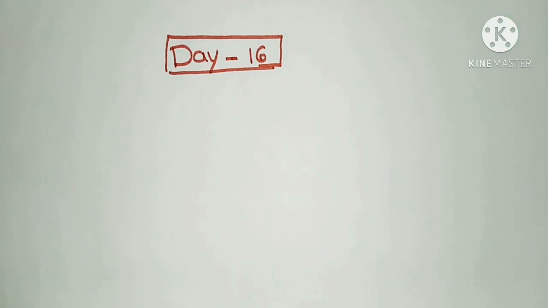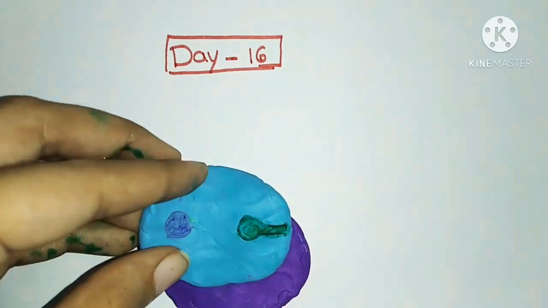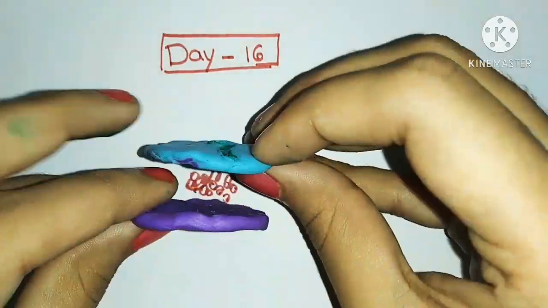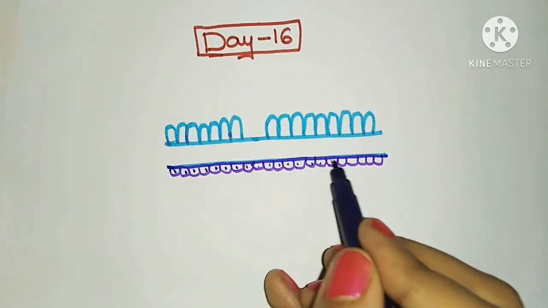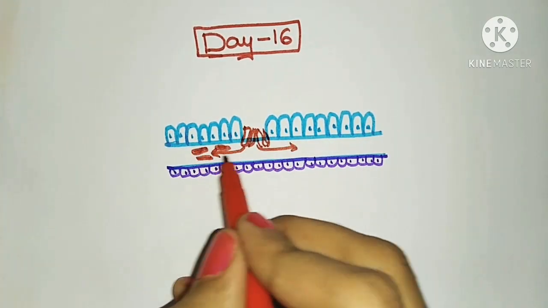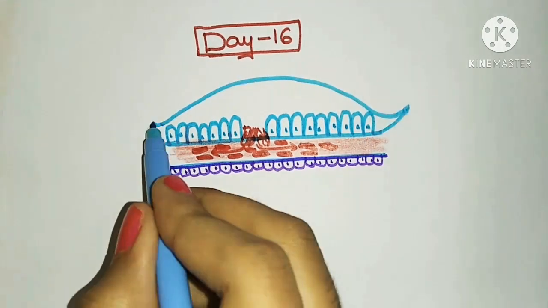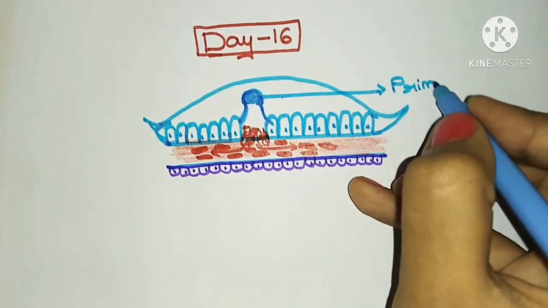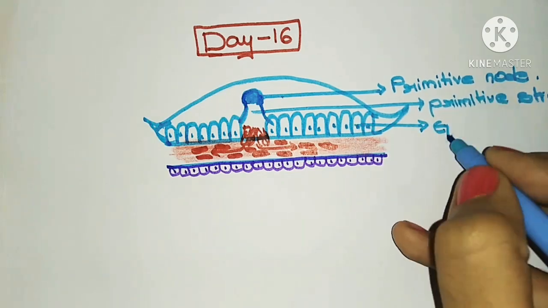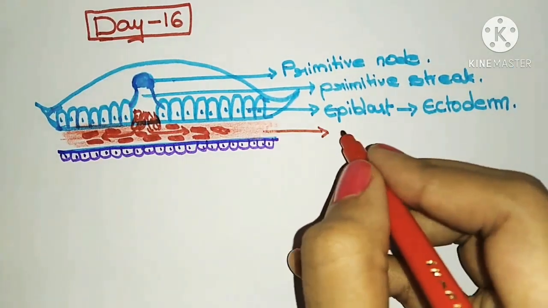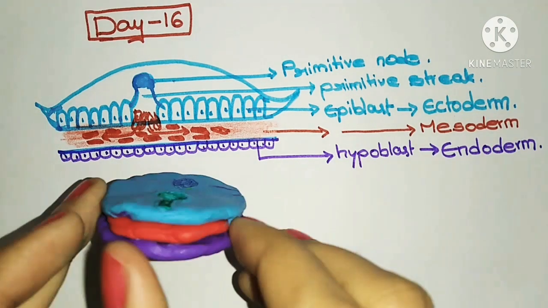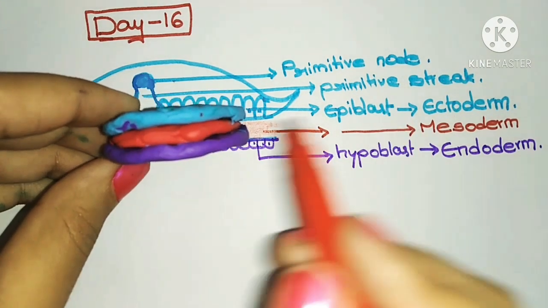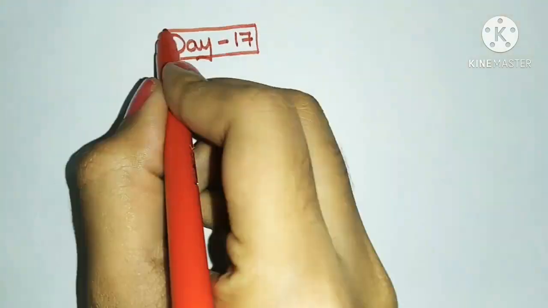On day 16, the proper gastrulation process will start. Mesoderm will form in between the epiblast and the hypoblast by this process. Epiblast cells move inwards to form new cell layers, that is endoderm and mesoderm. Cells that do not migrate through the streak but remain in the epiblast form the ectoderm. Here you can see outer ectoderm, middle mesoderm and inner endoderm.